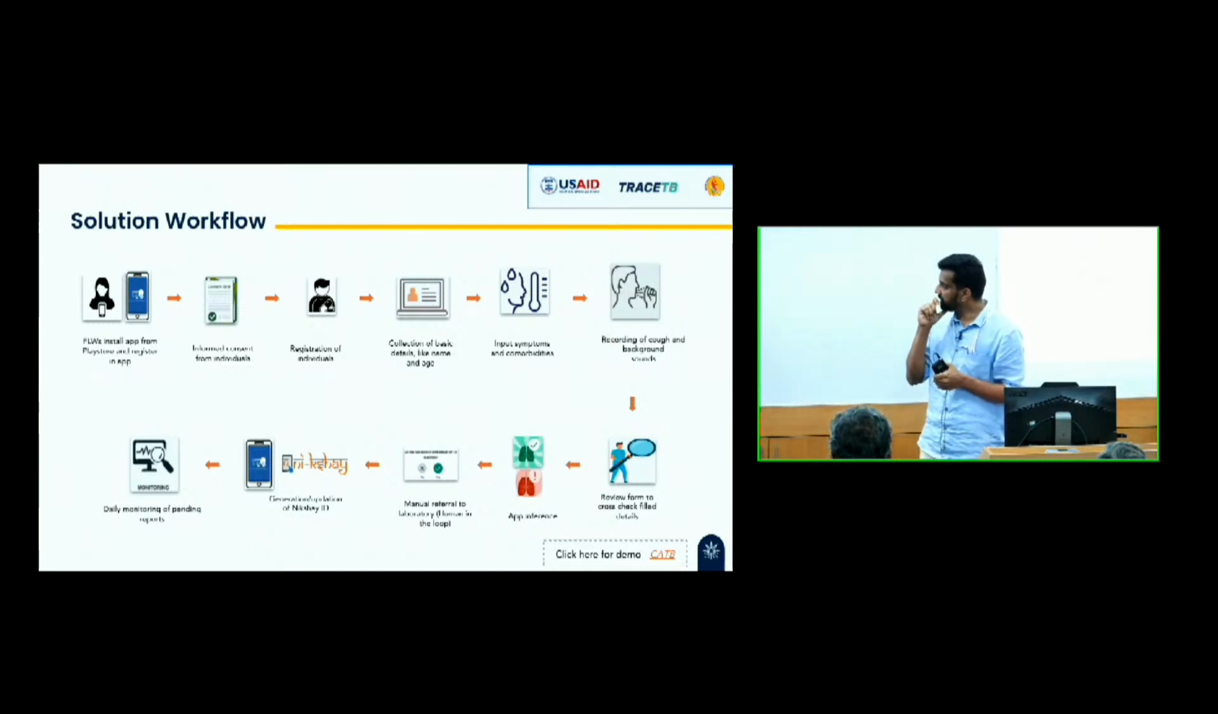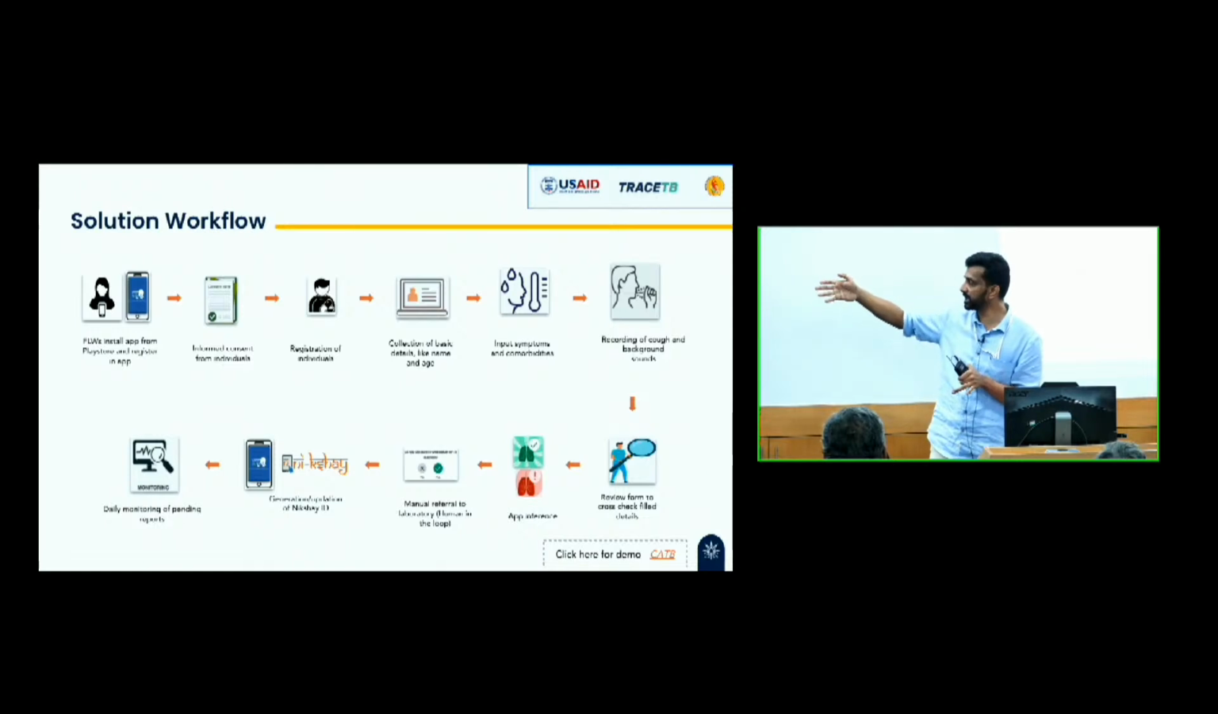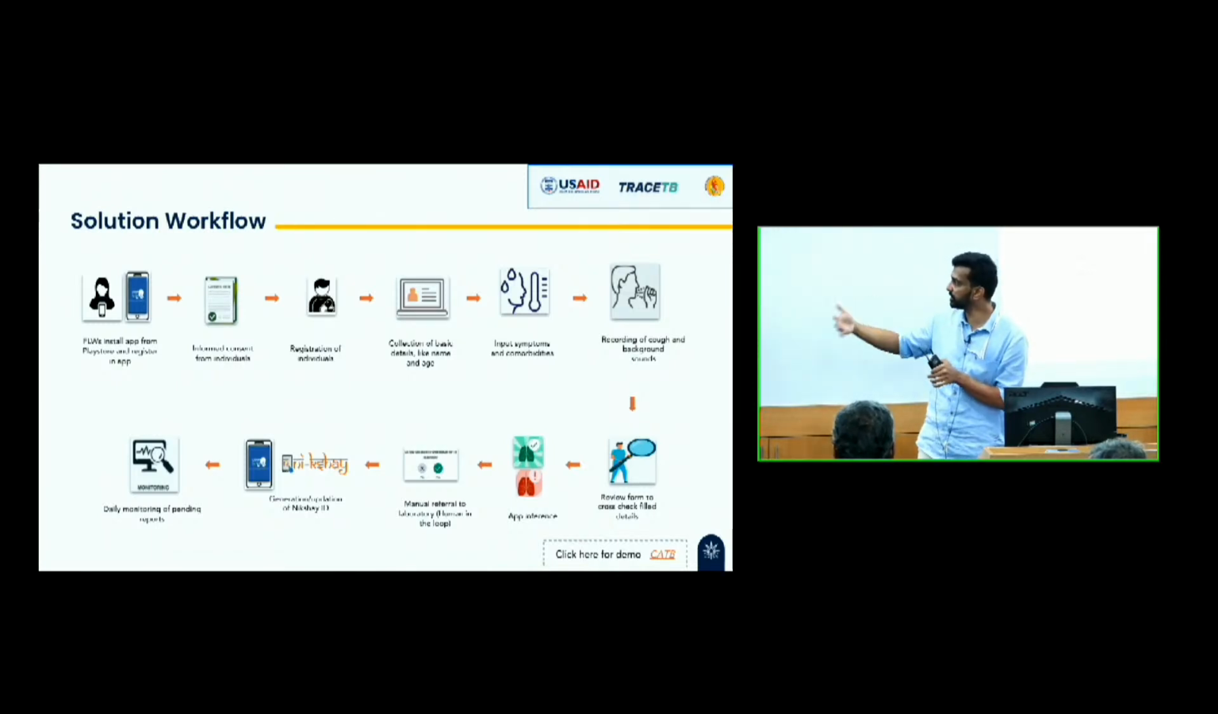If it's positive, if it says this person is TB positive, then most of the time the human in the loop would not interfere in the result. It will be sent for further screening. Nikshay is a platform where all the TB data is collected. It's developed by a company called Everwell, but it's managed by the Central TB Division. Your details will be sent to Nikshay for further checkup. Then you have to start medication, and healthcare workers will be monitoring your treatment adherence and all.